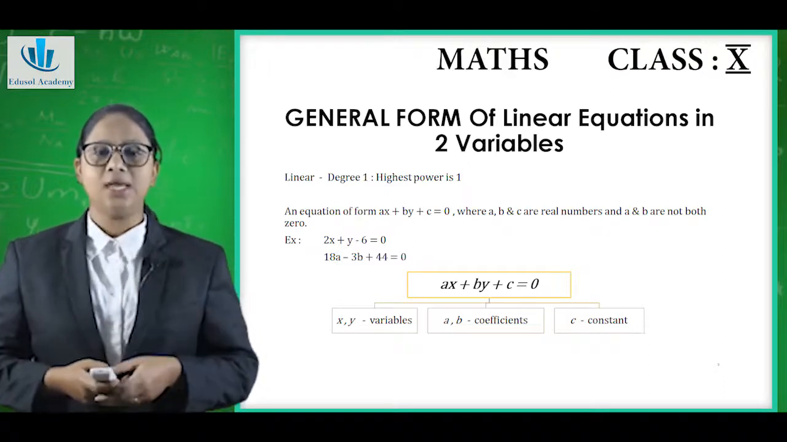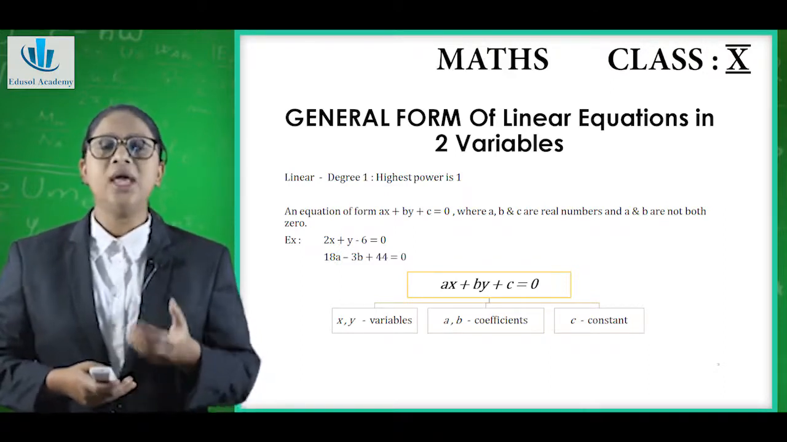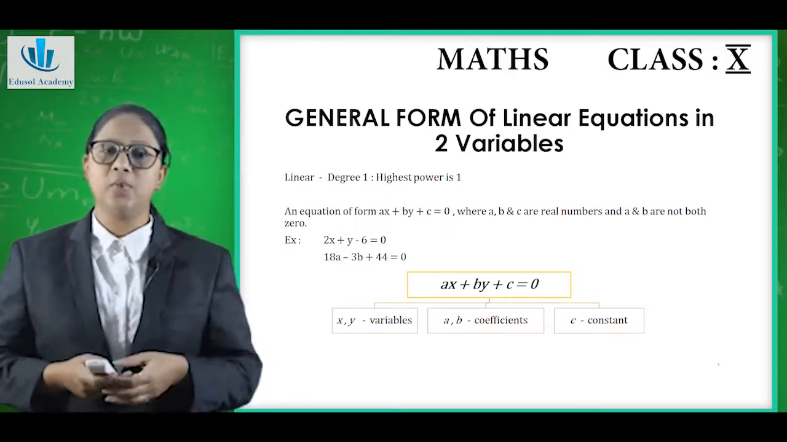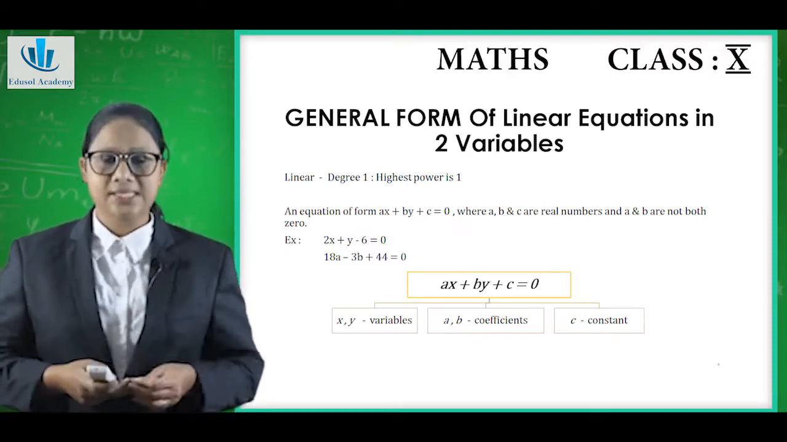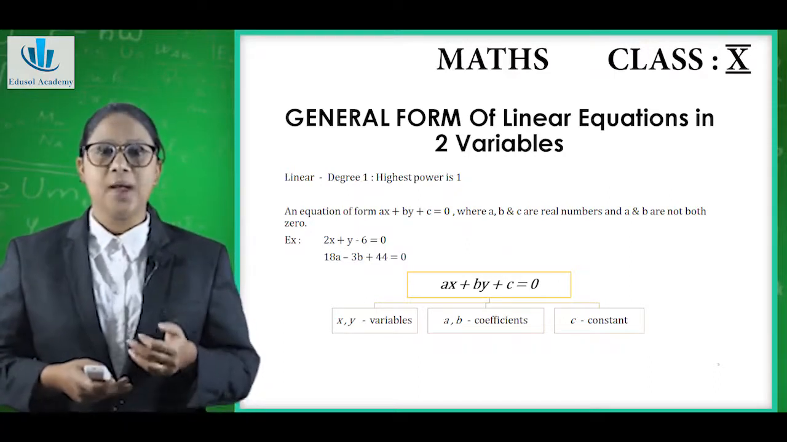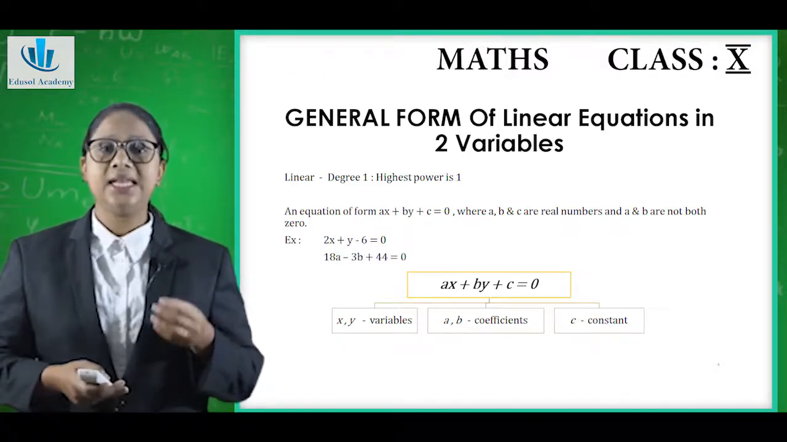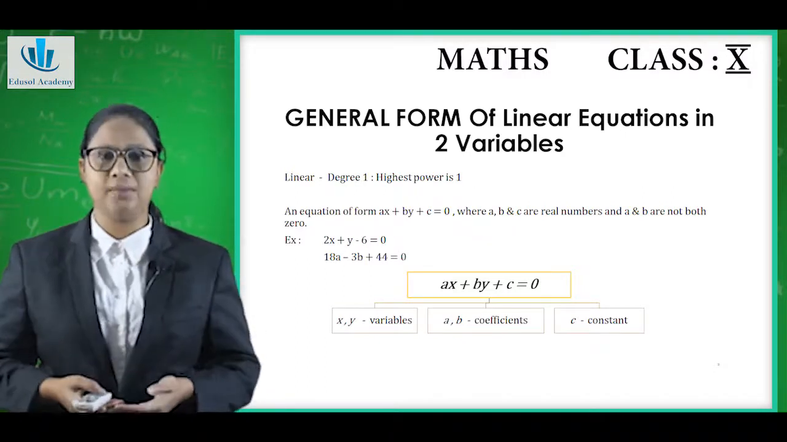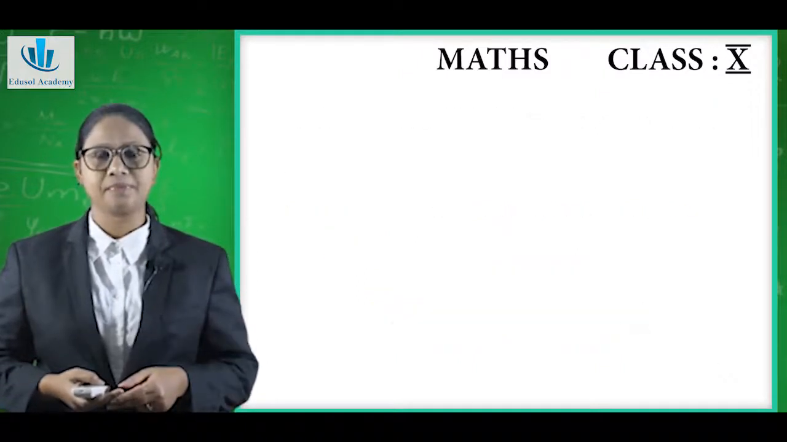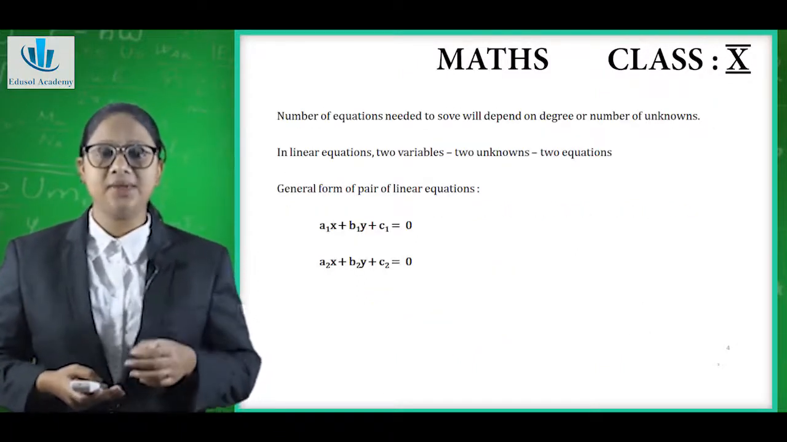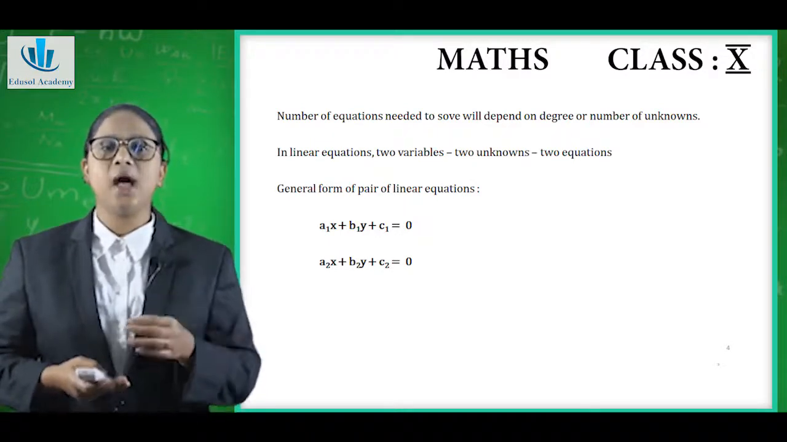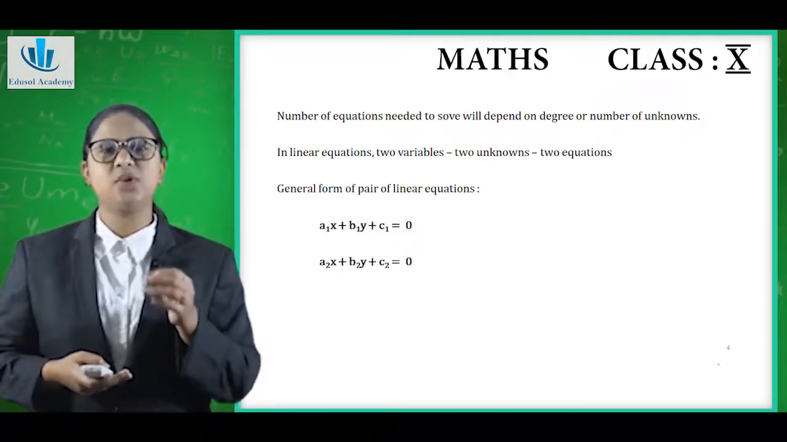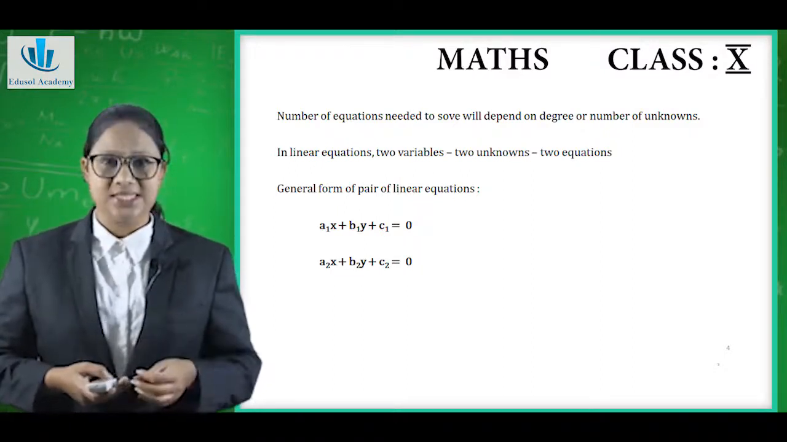That's it. Now generally we can express a linear equation in many ways, but the most commonly used is by taking the unknowns as x and y. So the general equation is ax plus by plus c is equal to 0. For example, 2x plus y minus 6 is equal to 0. 18a minus 3b plus 44 is equal to 0. All you have to do is replace x and y with any other variable and you will get a linear equation in two variables. So the ax plus by plus c is equal to 0. In that, x and y are called the variables, means the value can change. A and b are the coefficients, and c, which doesn't really have any variable, is called the constant.